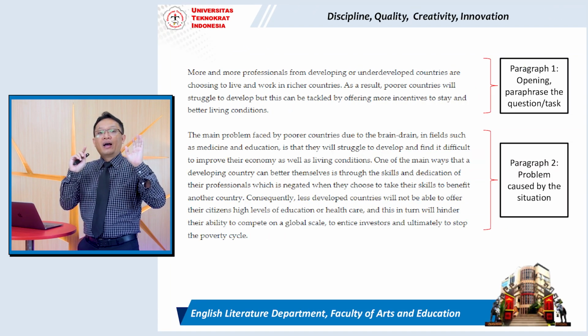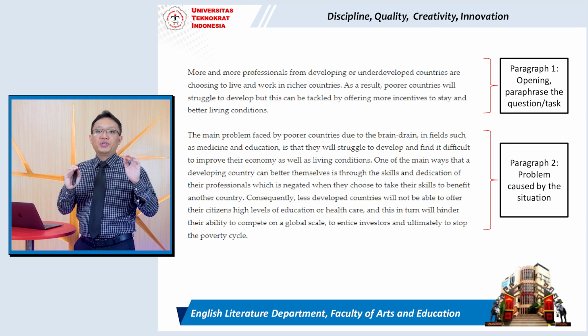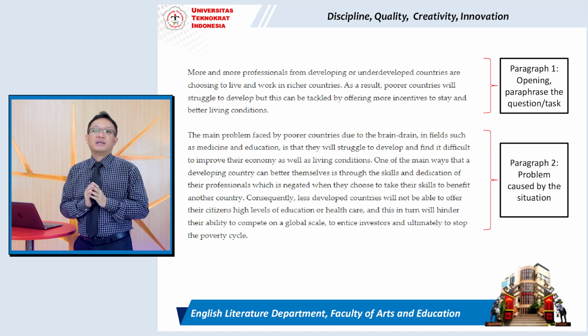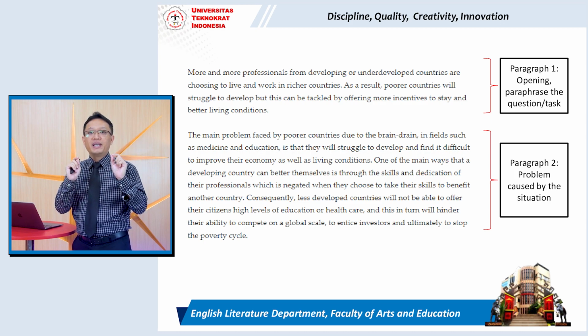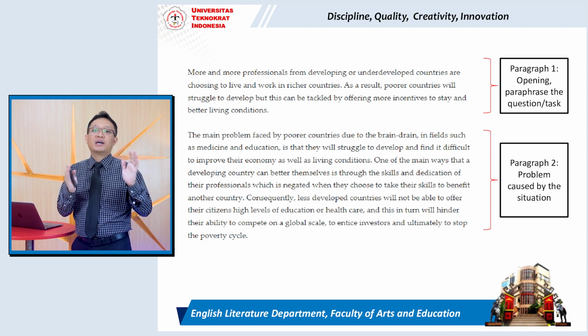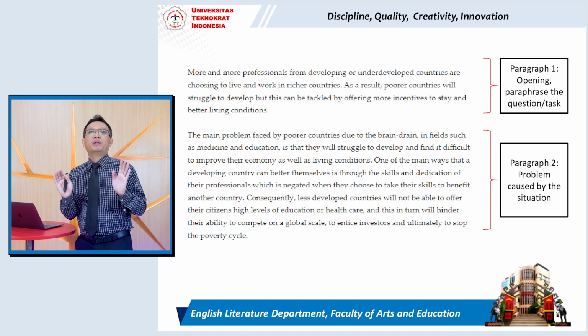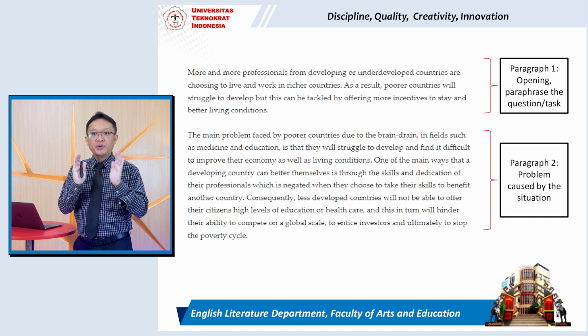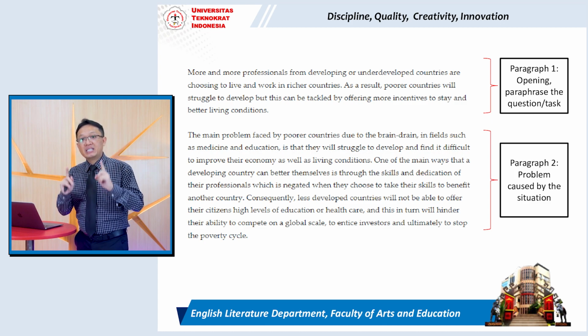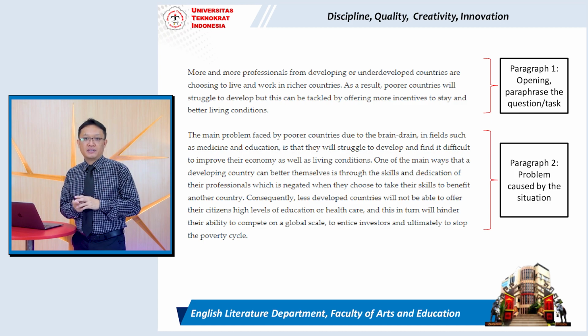Look, you can start your formal essay writing by looking at the first paragraph first. Now look at the screen. So this is what we call paragraph 1. Paragraph 1 is what we call the opening. What you have to do here is paraphrase the question or the task.